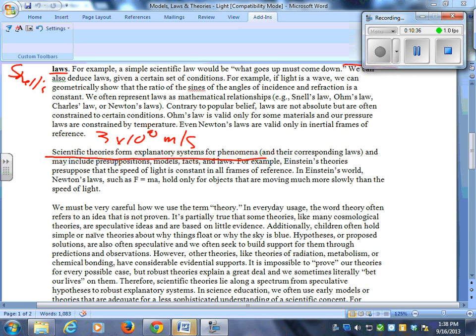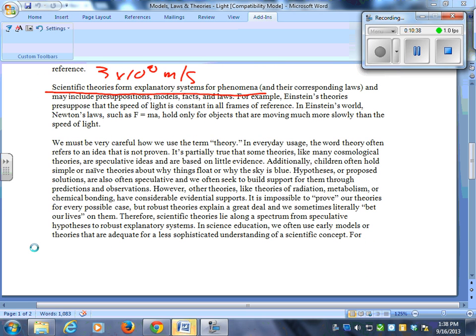We must be very careful with how we use the term theory, and I've talked about this lots. In everyday usage, the word theory often refers to an idea that is not proven. That, of course, is rubbish. Balderdash, exactly. In everyday usage, it's partially true that some theories, like many cosmological theories, are speculative ideas that are based on little evidence. Additionally, children often hold simple or naive theories about why things float or why the sky is blue. They explain them, they're just not very good explanations.